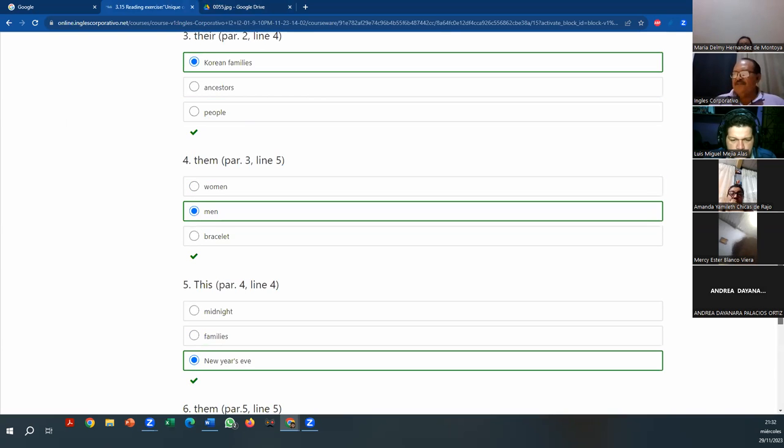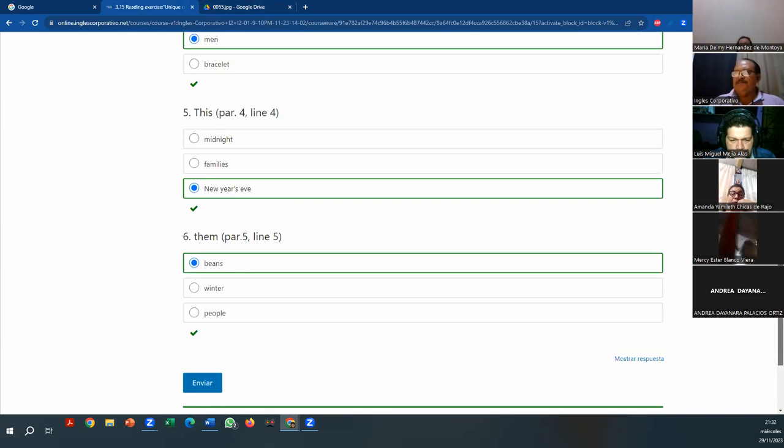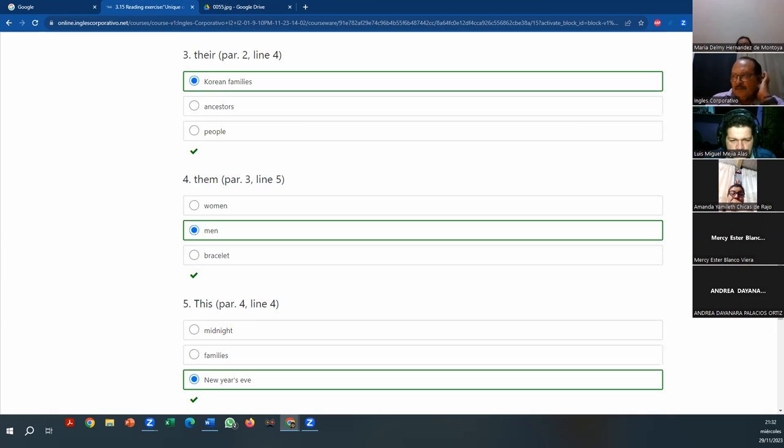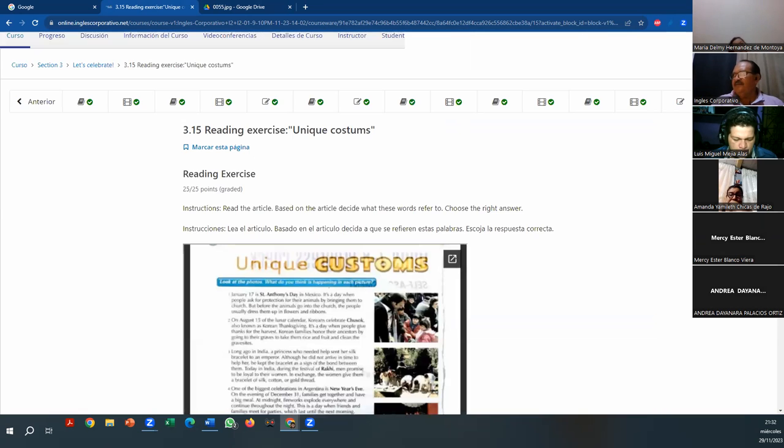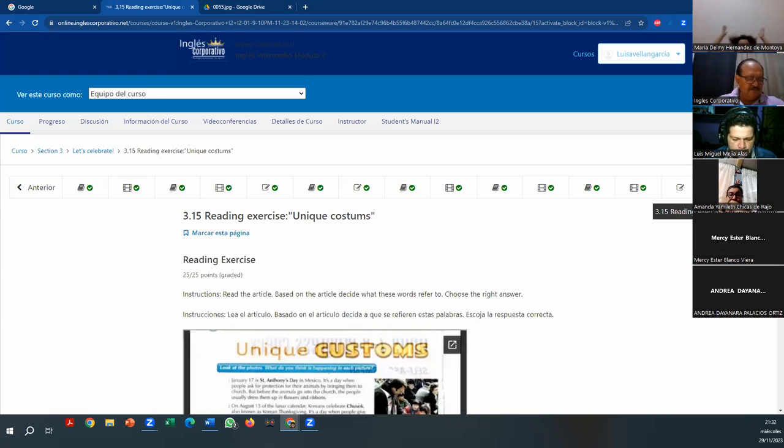Now these are, for example, what they call reference. Because to understand what you are talking about, you need a reference first. Once you have the reference, then you can use the pronouns. So in English they call them reference, the strategy for reading.